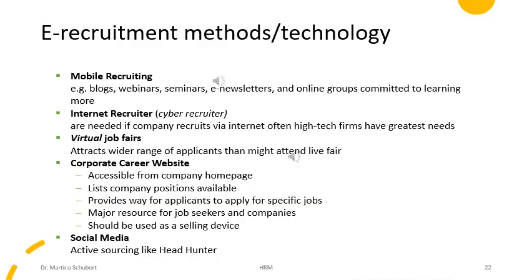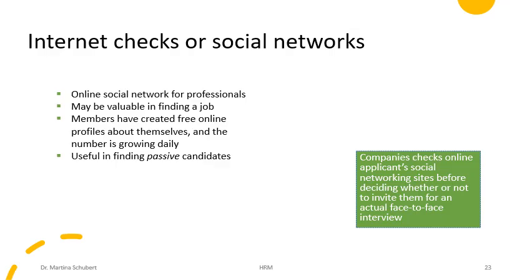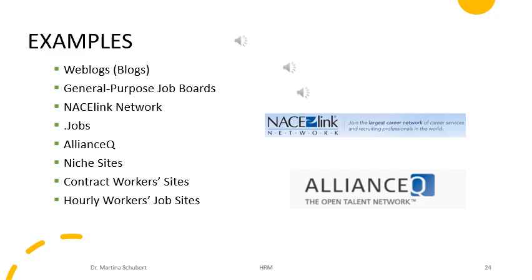Corporate websites: job sites accessible from a company homepage that list available company positions and provide a way for applicants to apply for specific jobs. The following examples are mainly US-based boards or sites. Some of them are associations, and some of them are specialized on certain jobs.